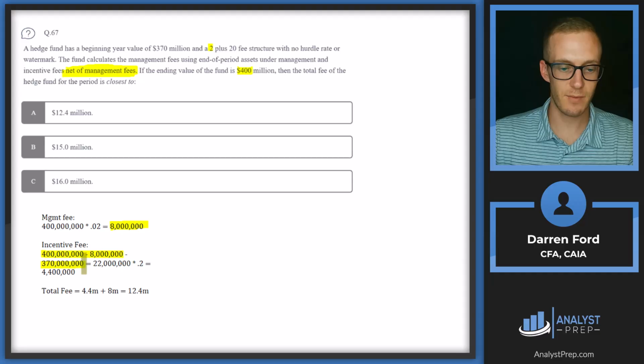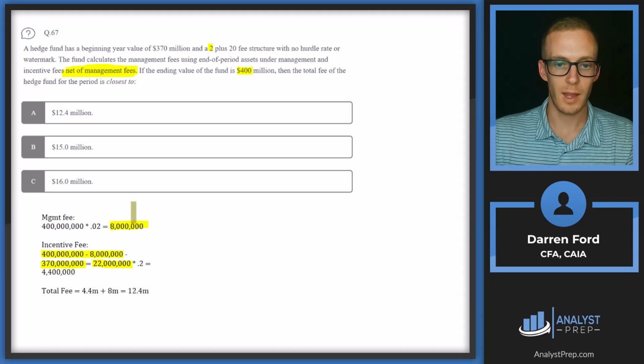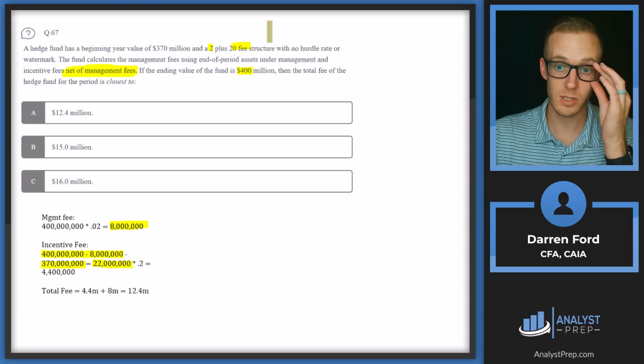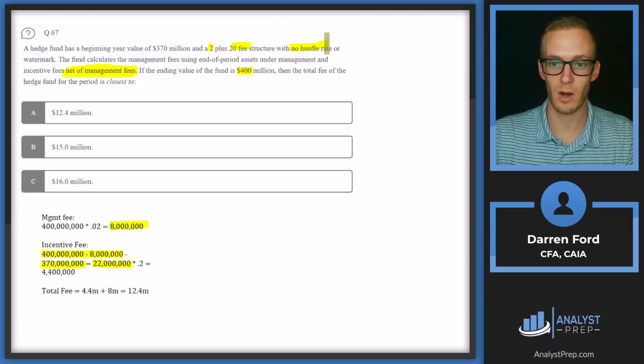So then we get 370 million subtracted from that, and that makes our profits net of management fees $22 million. And then from there, we'll multiply that by our 20% fee structure, which is 20% of all profits, since we have no hurdle rate. So it's just going to be on all those profits.